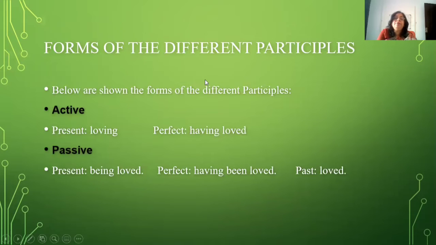Now, forms of the different participles. Below are shown the forms of different participles: active and passive. In the active form, the present is loving, and the perfect is having loved. In the case of the passive form, the present is being loved, the perfect is having been loved, and the past is loved.